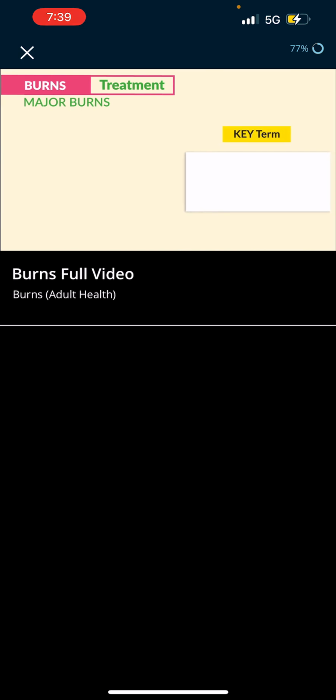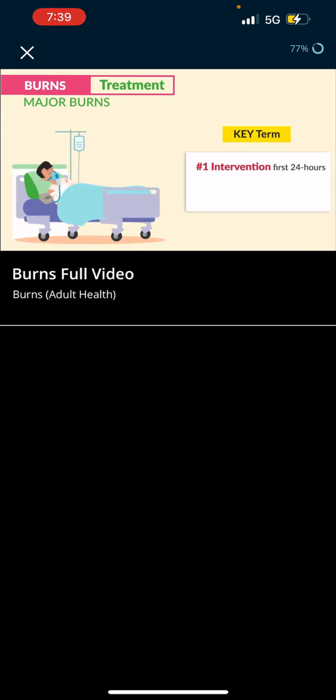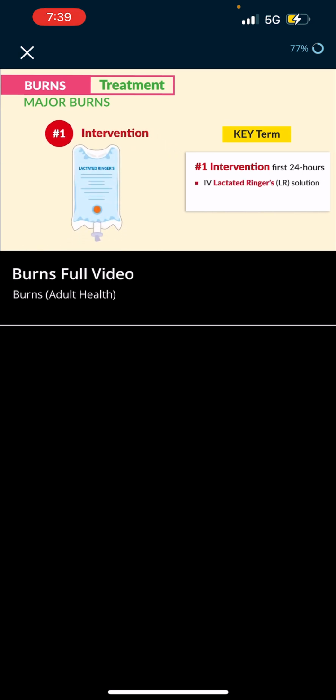Now for the treatments of major burns, as mentioned before, during the emergent phase, the number one intervention in the first 24 hours, hopefully you wrote this down, we give isotonic solutions like IV lactated ringers and IV normal saline.